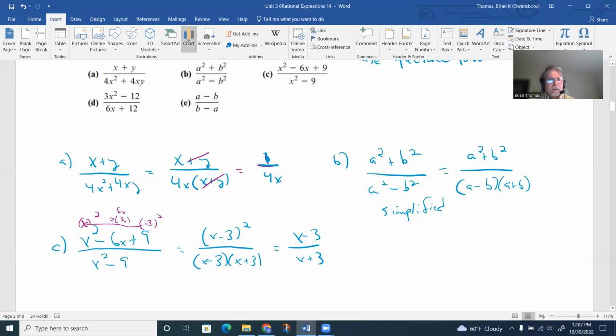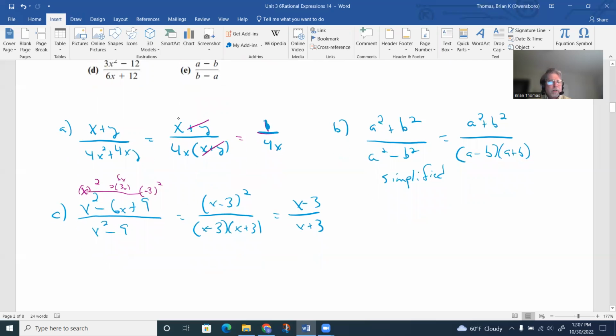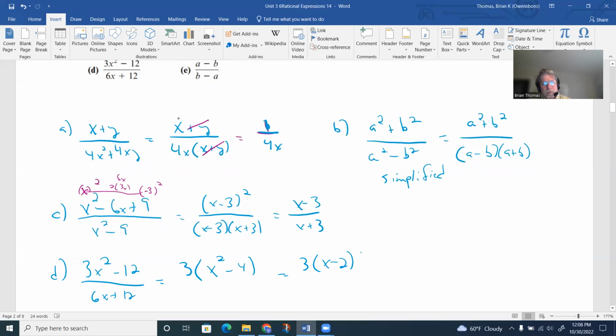So looking at D, I have 3x squared. I'll bring that down here. Don't have much room over there. So if I have 3x squared minus 12 on the top, and if I have 6x plus 12 on the bottom, notice on the top, we do have a common factor of 3 that I can pull out. So if I factor a 3 out, in other words, divide the 3 out, that's going to leave me an x squared minus then a 4. Notice how the x squared minus 4 is also a difference of squares, so that factors a little bit further. So 3 times then x minus 2 times x plus 2 would be the factored form of the top.